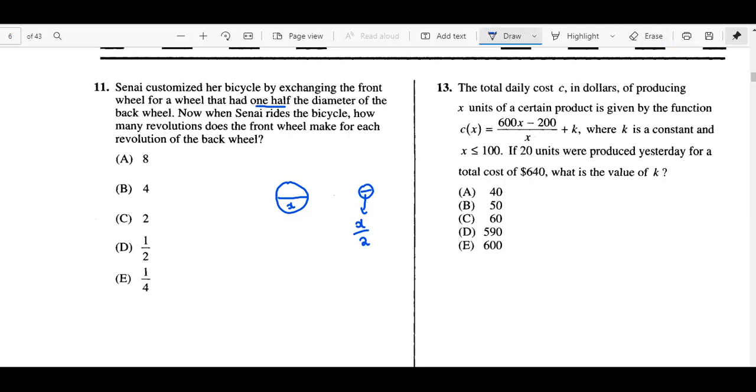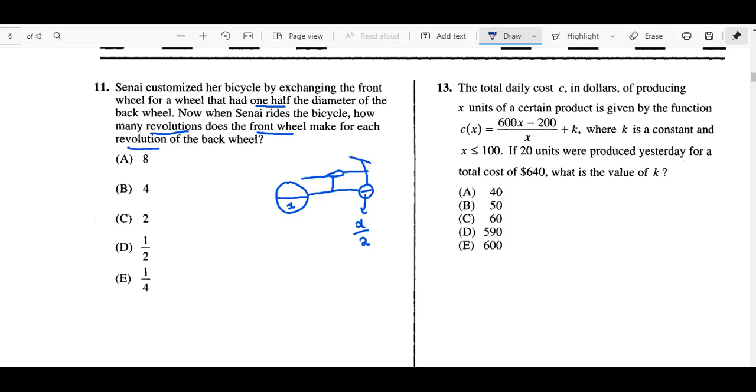Now when Senai rides the bicycle, how many revolutions does the front wheel make for each revolution of the back wheel? So this basically means that she's riding a cycle, and how many times the front wheel is going to rotate for each rotation of the back wheel. Take revolution as rotation, right? So are you clear with the question? Yes, ma'am. Okay, so this is her cycle.